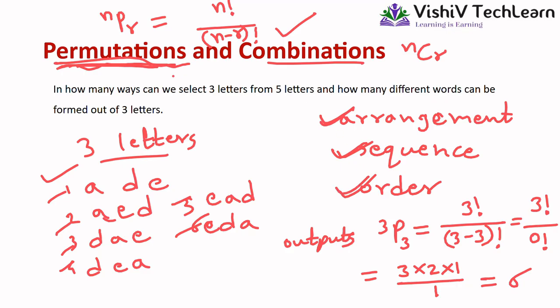So this is how in case of permutations the arrangement, sequence and order will be considered. So this is how these two things are different. If it is only about selection, then we can use combination. If the order or the sequence also matters, then we have to go for permutations.